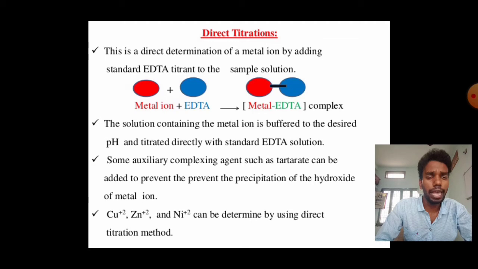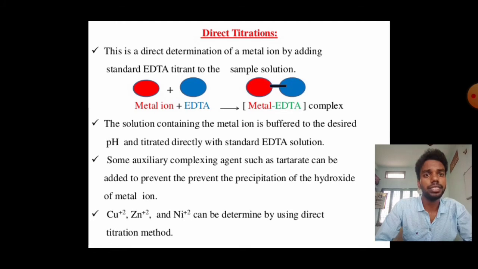So what happens in direct titrations? How is it performed? This is the direct determination of a metal ion by adding standard EDTA titrant to the sample. The name itself indicates direct. Direct titration means in the burette you are taking an EDTA solution, and in the conical flask you are taking a metal ion solution, let's say zinc sulfate. Just add an EBT indicator to this conical flask solution. They form a zinc indicator complex. That zinc EBT complex, firstly formed, is wine red.